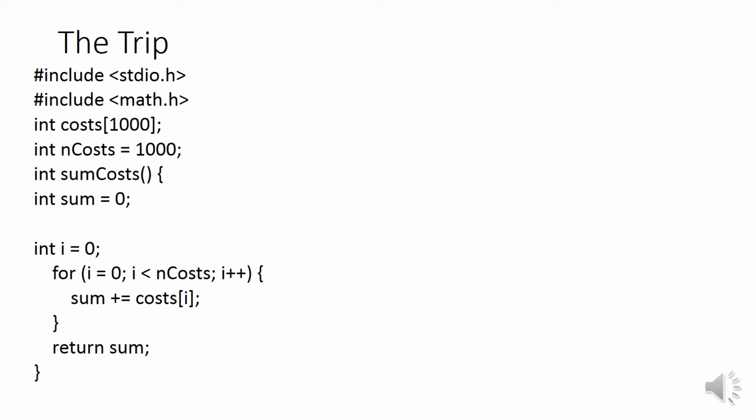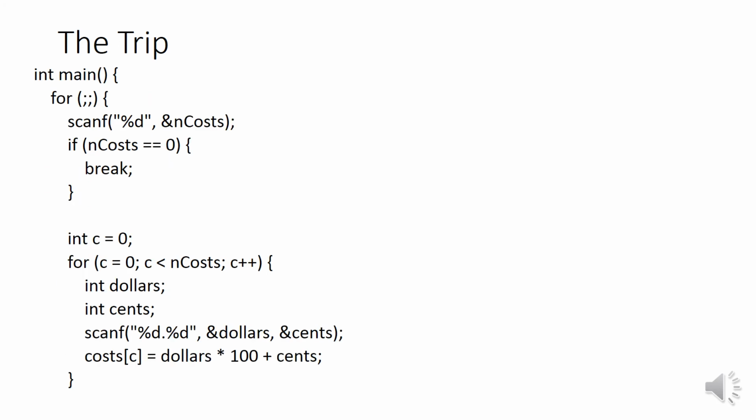In the sum cost function, sum is equal to 0, sum is an integer type variable, and after that we sum them, and that function is called in the main program. So in the main program, in a for loop we scan n cost, meaning the number of students. If n cost is equal to 0, then the sample input is 0 and we don't get any sample output. So that line is blank, and that is also defined in the problem definition.